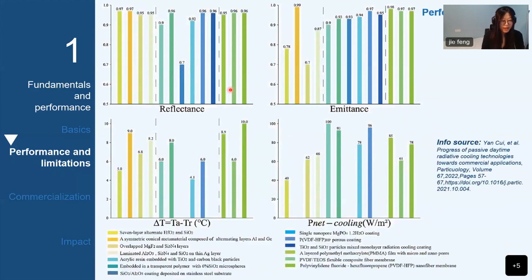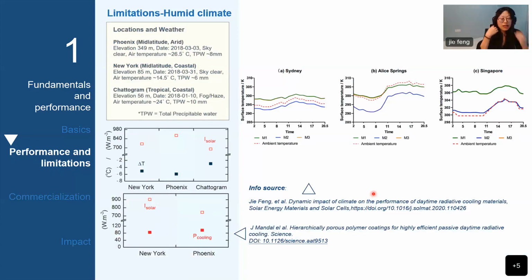Here is a brief summary of the optical properties and cooling performance of some recently reported designs. You can see here we have emittance, reflectance, the subambient temperature, and net cooling power. But please note that the reported performance of coolers cannot be compared directly. Why? Because samples from different papers were tested under different climates and using non-identical experimental settings. Therefore, we just extracted values for your reference. They can't be compared directly.